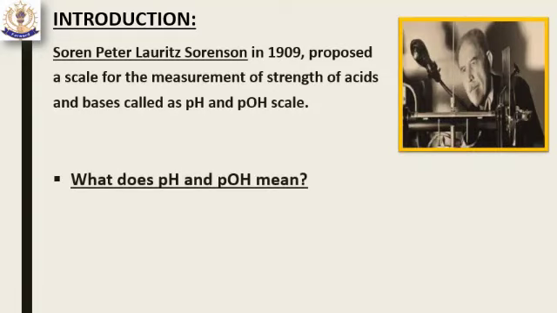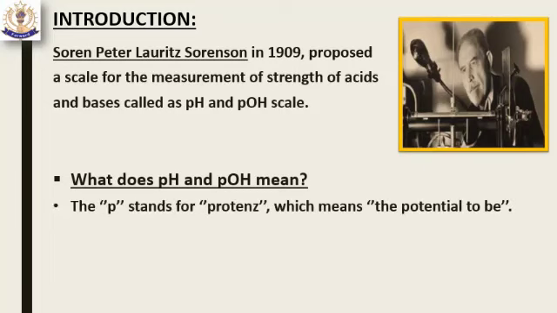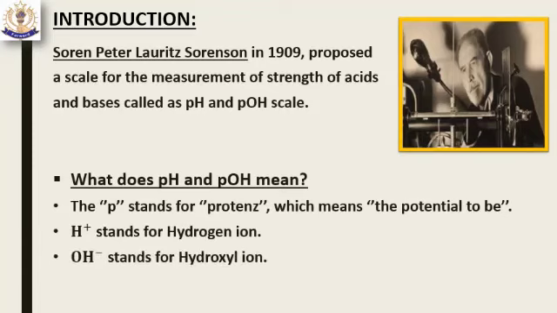Now, what do pH and pOH mean? Well, this P stands for potenz. This is a German word which means the potential or power to be. H plus stands for hydrogen ion and OH minus stands for hydroxyl ion.